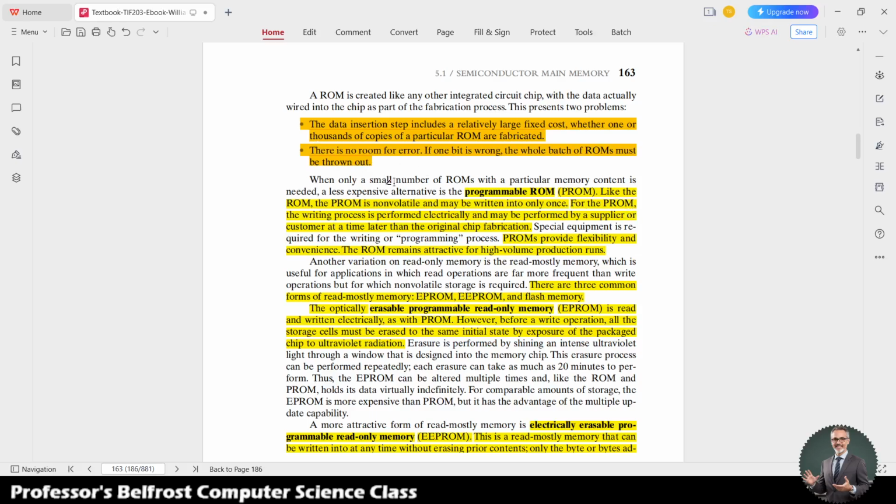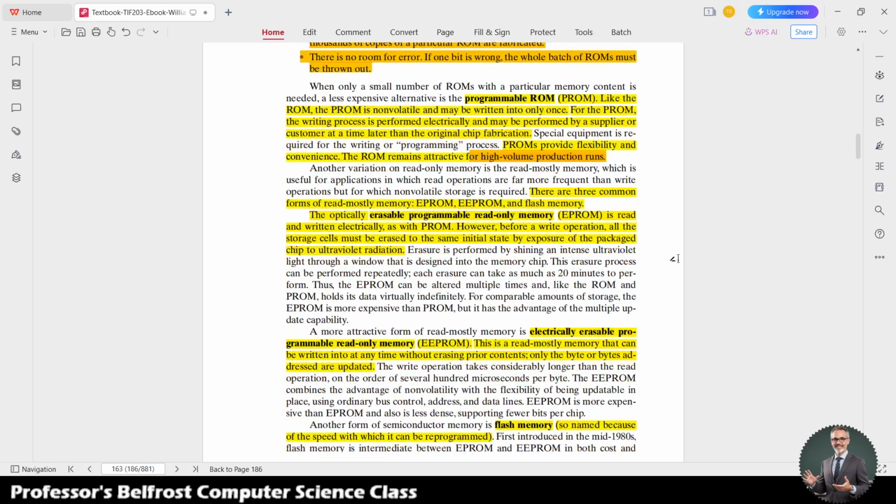When only a small number of ROMs with a particular memory content is needed, the less expensive alternative is to use PROM, programmable ROM. It's also like the ROM. The PROM is non-volatile and may be written into only once. But for the PROM, the writing process is performed electrically and may be performed by a supplier or a customer at a time later than the original chip fabrication. We use special equipment to do this. PROMs thus provide flexibility and convenience, and remain attractive for high-volume production runs.